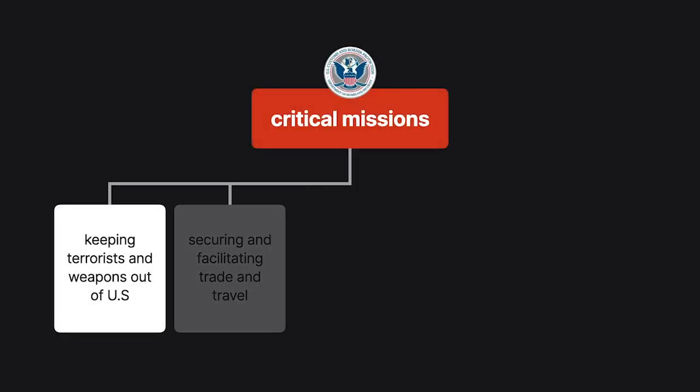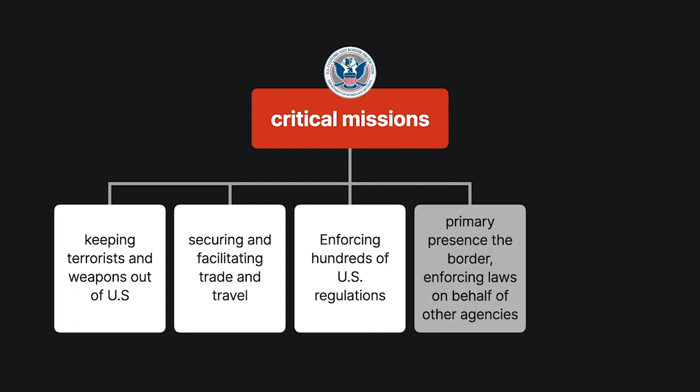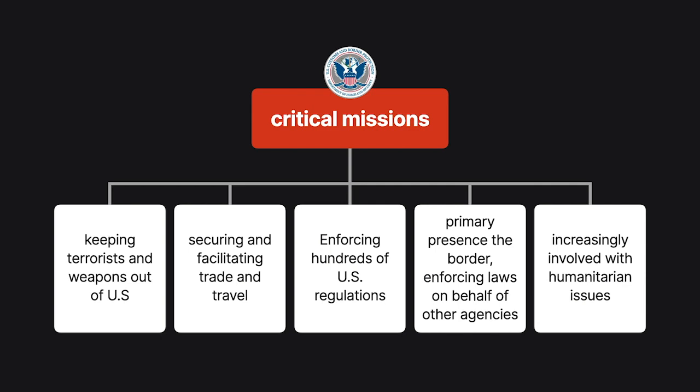Their missions include keeping terrorists and weapons and terrorist threats out of the U.S., securing and facilitating trade and travel, and enforcing every regulation there is on imports and exports, immigration and drug laws. They are the primary face that you see at the border, and they enforce laws and collect information on behalf of all kinds of other agencies. Increasingly, these past several years, they're involved with humanitarian issues such as forced labor, conflict minerals, and environmental concerns.